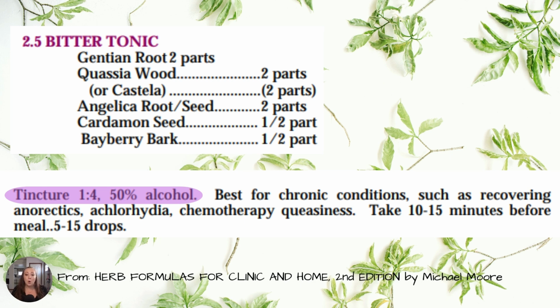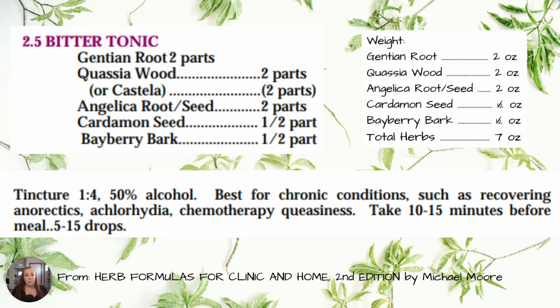Okay, so let's first figure out how much herbs that we're going to use, because that's kind of where you need to start here. So we would be using gentian root, 2 ounces, because it's 2 parts, cassia wood, 2 ounces, angelica root and seed, 2 ounces, cardamom seed, 1/2 ounce, bayberry bark, 1/2 ounce. This is going to be giving us 7 ounces of herbs in total.